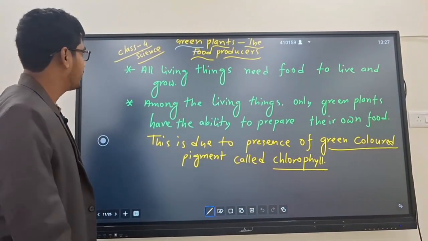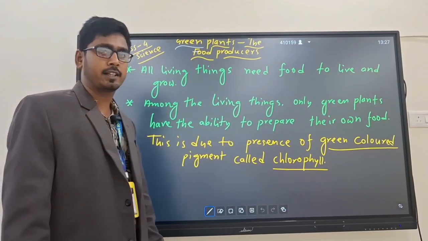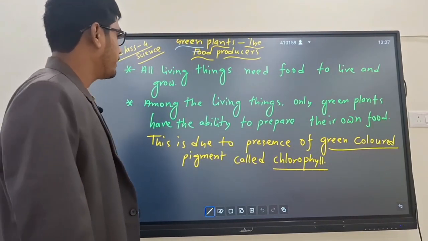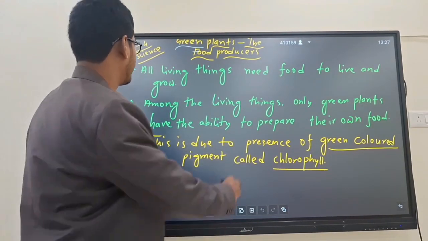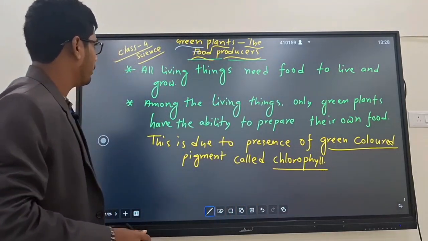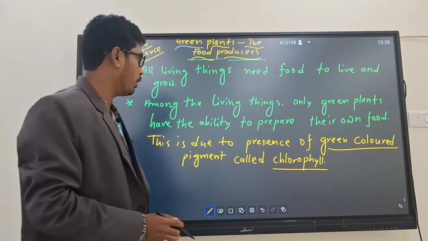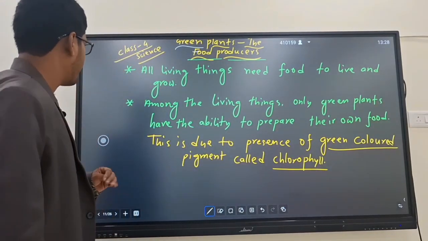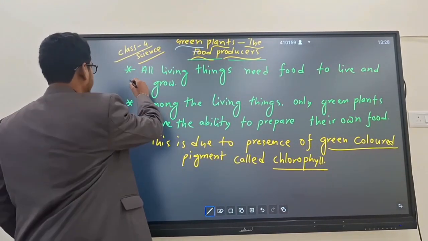Good morning, students. Today I'll discuss the class 4 science topic, green plants, the food producers. It is an important topic for us and from your exam point of view also. So we will discuss the topic and also question and answer. So first, the first point we discuss.